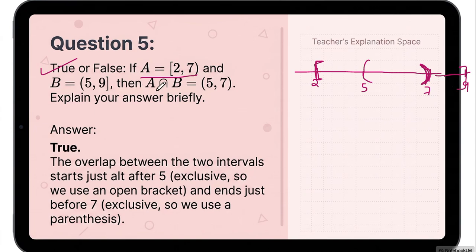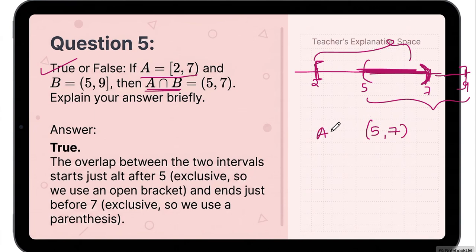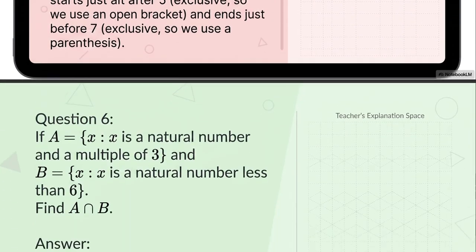So the question is A intersection B. Intersection means only the common part. A is from here to here and B is from here to here. So what is the common part between them? This is the common part, no? Between 5 and 7 is the common part. But 5 is open and on this side 7 is also open. So the common part is the open interval 5 to 7. So A intersection B is the open interval (5, 7). Here it is given the same thing. So yes, this is a true statement. Look at the next question.